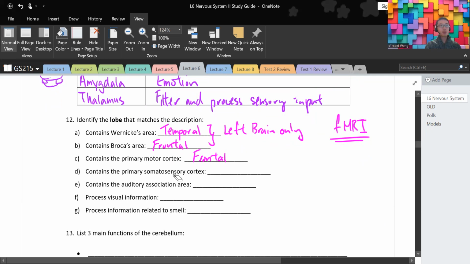Contains the primary somatosensory cortex. That would be the parietal lobe, for processing bodily senses.